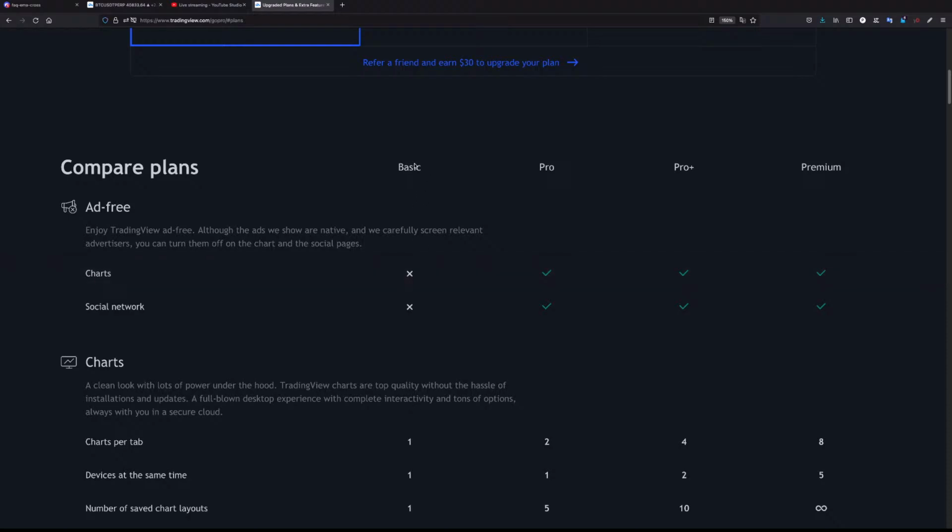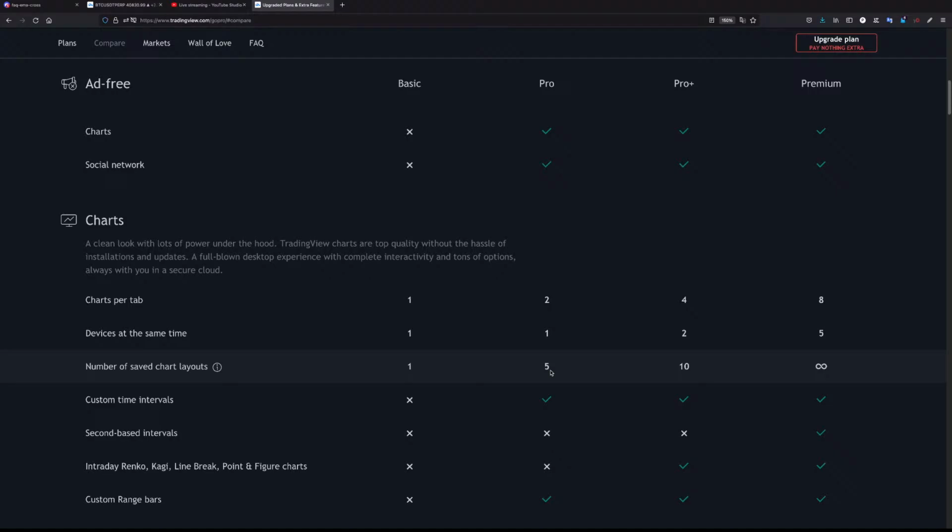Okay. Oh, sorry. This was the basic one. Charts. I was looking wrong. Here, it's right here. Number of saved chart layouts. So in the Pro plan, which is the one I have, you have 5 charts. So you can have up to 5 different settings, or different charts. And in the Pro Plus, it's 10 and unlimited.